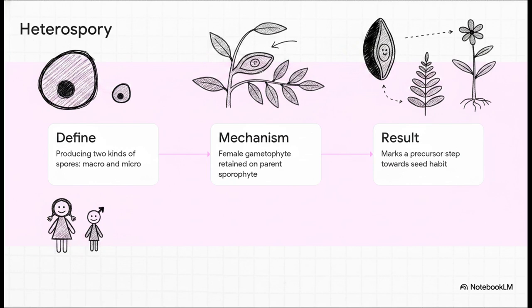Heterospory is the production of two distinct kinds of spores. You have your large macrospores, which develop into female gametophytes, and your small microspores, which develop into male gametophytes.